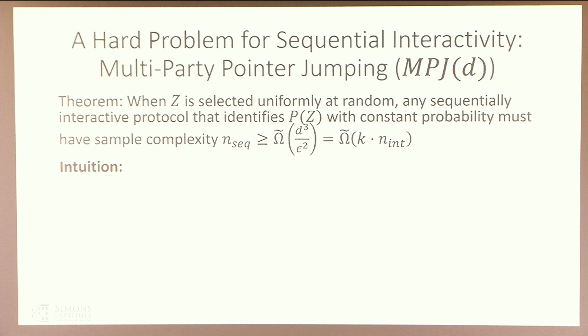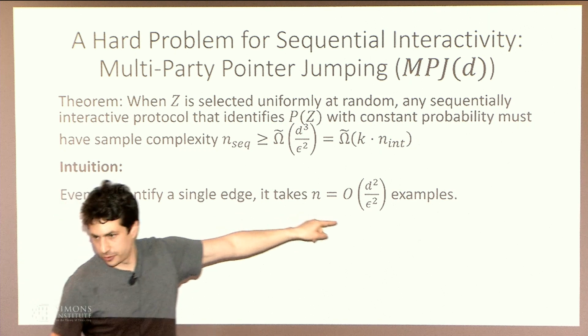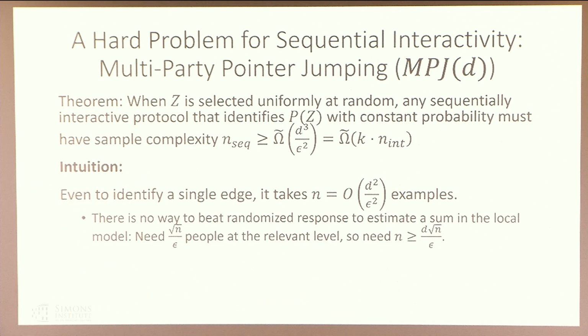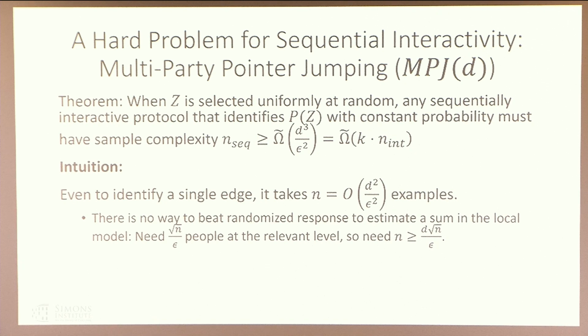The actual proof is a long, delicate induction, but I think the intuition is pretty straightforward, which is that even to identify a single edge, even at the top level, you really need d squared over epsilon squared examples. And that's because you really can't estimate a sum in the local model, when you've got n people, to error better than root n over epsilon.